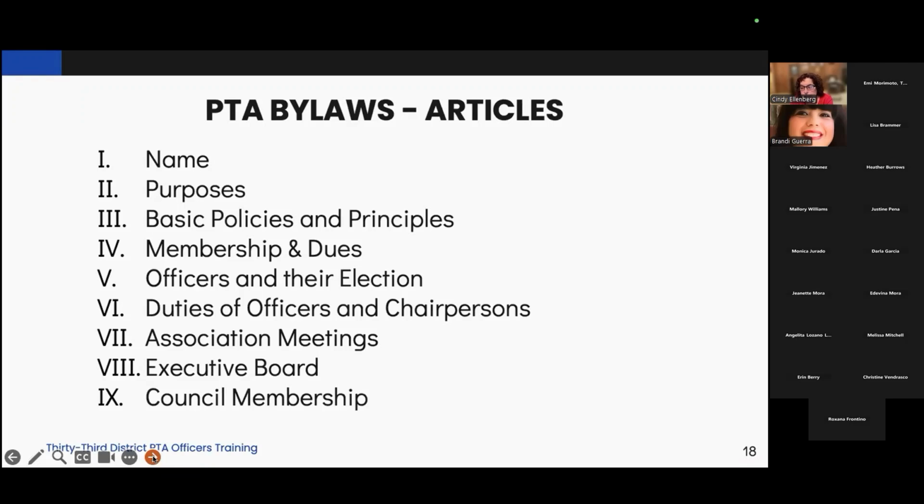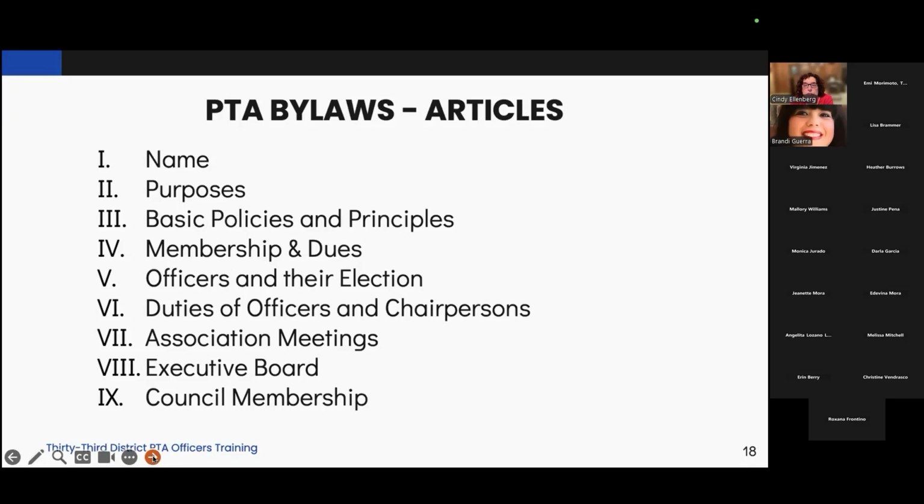Article 8 is basically the same for your executive board, what the makeup of the executive board is, your officers, your chairs of standing committees, your teacher rep, and principal. The executive board is subject to the orders of the association and cannot act in conflict with the action that is taken by the association.